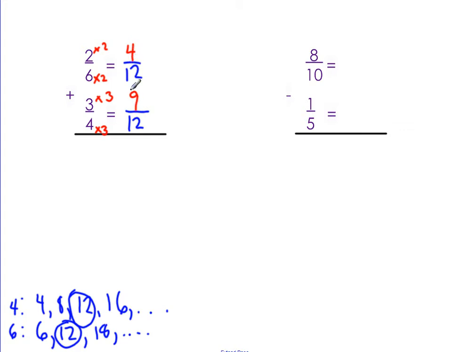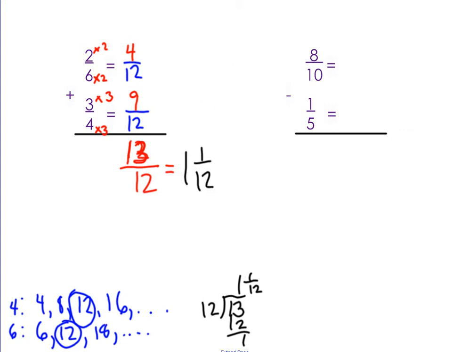Now 9 plus 4 is 13. And the denominator is the same, which is 12. Now, since this is an improper fraction, I need to turn it into a mixed number. And I'm going to do that off to the side away from the problem. The remainder becomes the numerator. The denominator is the divisor. So the answer is 1 and 1/12. So 2/6 added to 3/4 is 1 and 1/12.